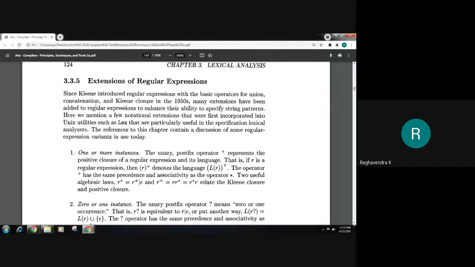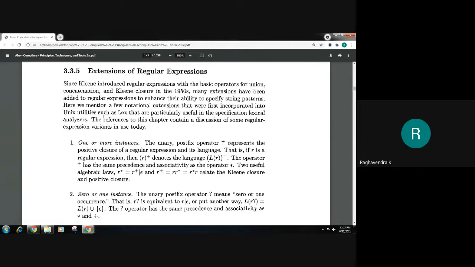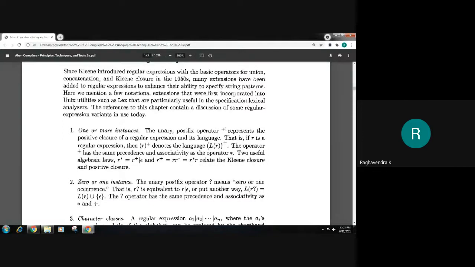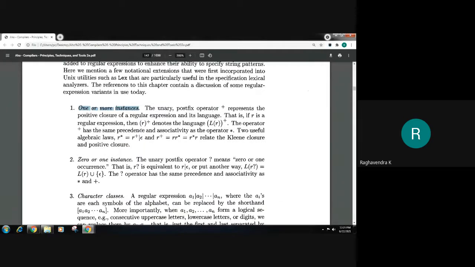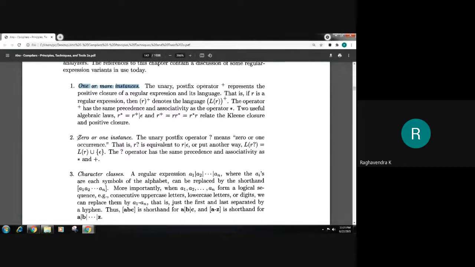Some of the extensions or other operations that can be performed on regular expressions are as follows. We are already familiar with plus, which is for one or more instances. That's what the language does. Then we have one more, which is for zero or one instance.